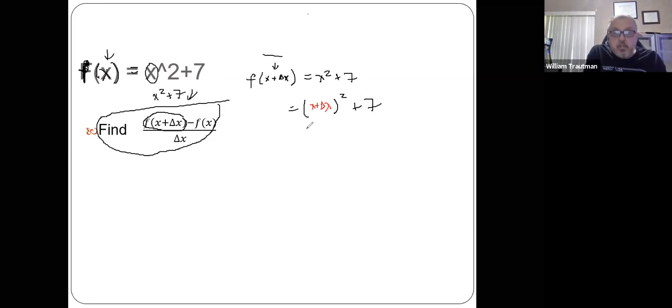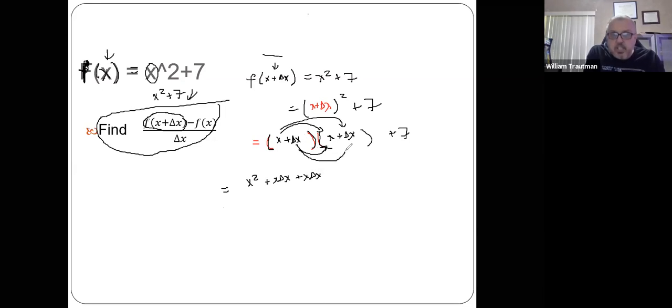X plus change of x. In order to do that math, you have to write it twice and multiply it and FOIL it. X plus change of x squared is x plus change of x times x plus change of x. And then you FOIL it. X times x is x squared. X times change of x is x times change of x. Change of x times x is x change of x. And change of x times change of x is change of x squared.